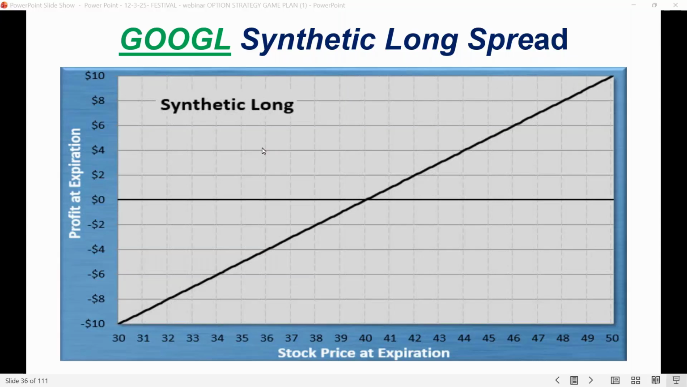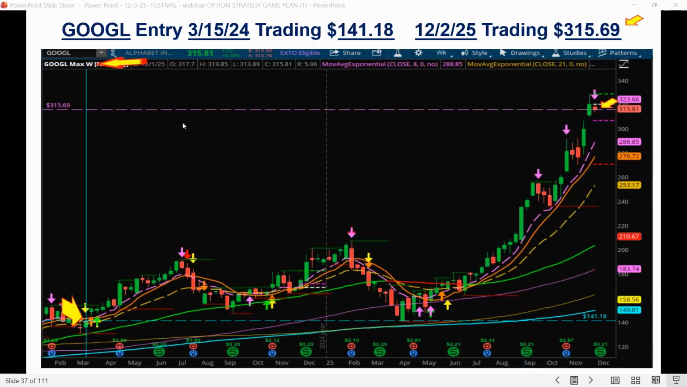Now the next one, these are really cool. This is a synthetic long, and this is one that we set up on Google. I'll show you where this is currently. And this was at the time using LEAPS. I set this one up back on the 15th of March, and Google was trading at 141.18. Now yesterday on the 2nd, it was trading right here where I marked the trade. It was trading at 315.69.